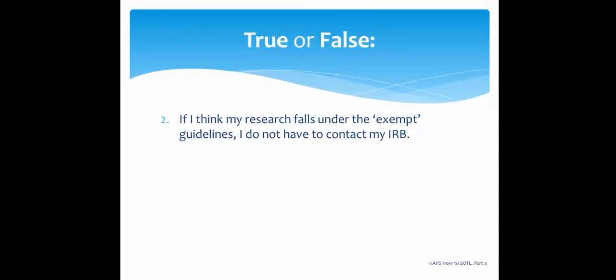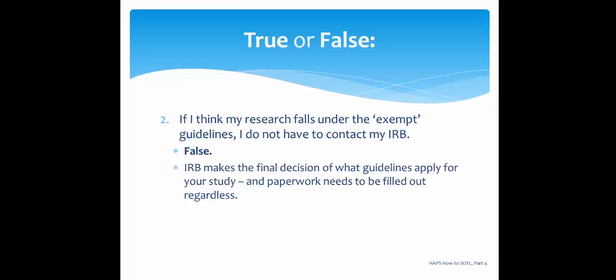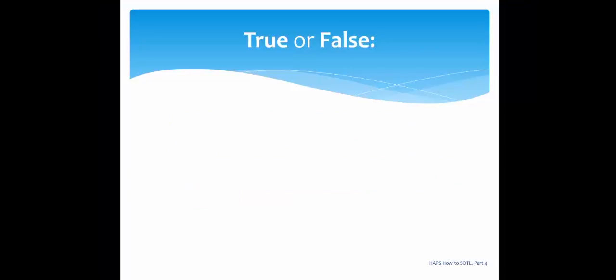Second true or false question. If I think my research falls under the exempt guidelines, I do not have to contact my IRB. Again, if you listed false, you would be correct. IRB is responsible for making the final decision about your study. You may think it falls under the exempt category, but you are not the expert. Your human subjects and IRB committees are the final sayers of whether it falls under exempt. And even if it is exempt, you still need to fill out the paperwork regardless of the study.